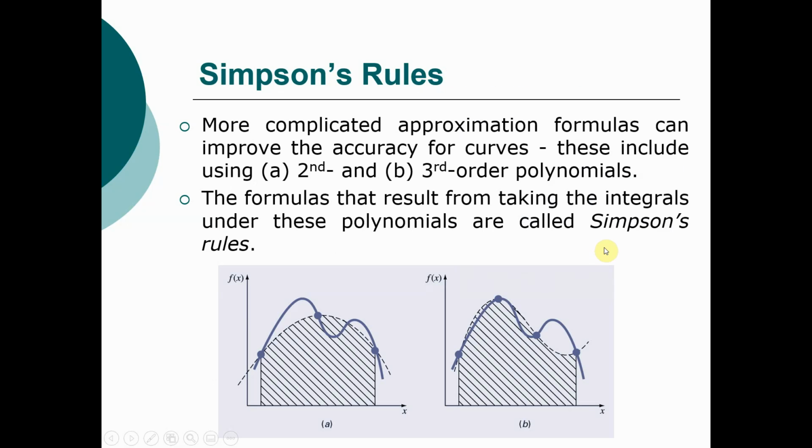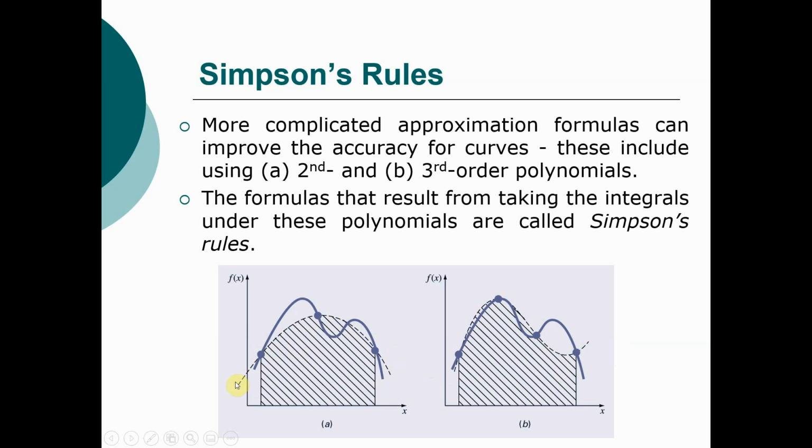Another method that we have for integration is a family of rules called Simpson's rule. So instead of approximating this function with a straight line over the interval from a to b, we can approximate it with a higher order polynomial. We can either approximate it with a second order polynomial, which is a quadratic function, or a third order polynomial.